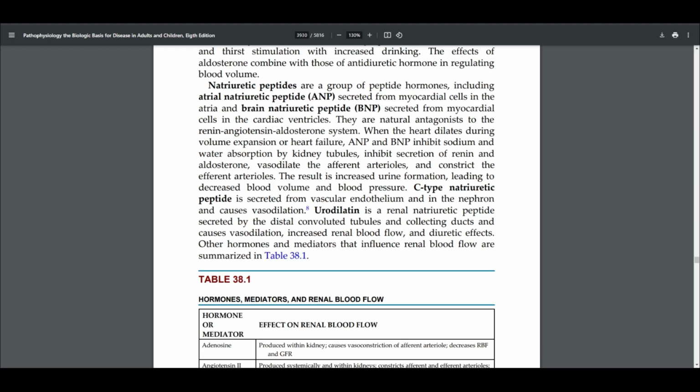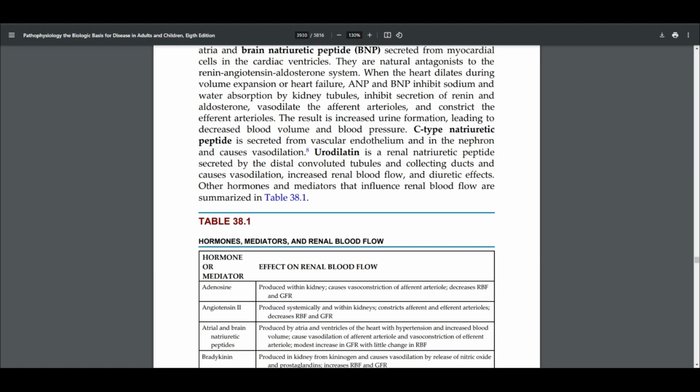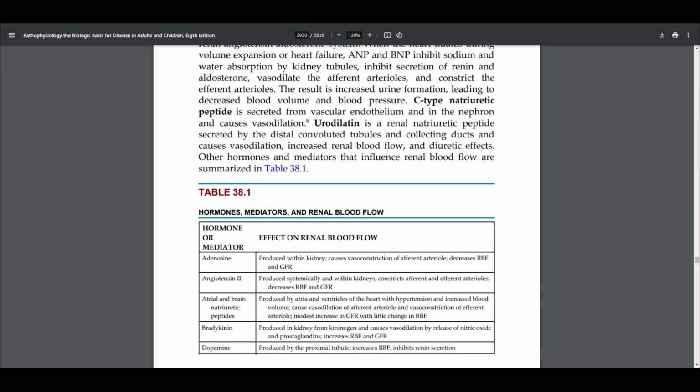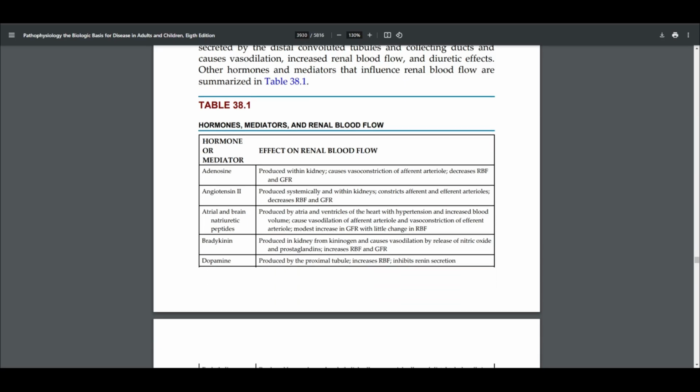The C-type natriuretic peptide is secreted from the vascular endothelium in the nephron and causes vasodilation. Urodilatin is a renal natriuretic peptide secreted by the distal convoluted tubules and collecting ducts and causes vasodilation, increases renal blood flow, and has a diuretic effect. Other hormones and mediators that influence renal blood flow are summarized here on this table.